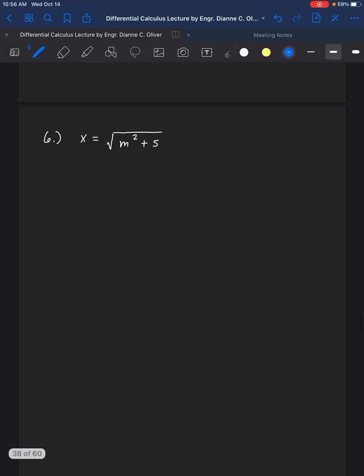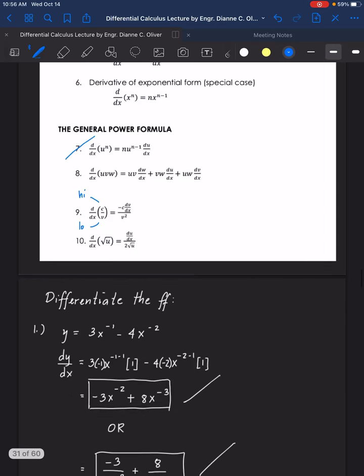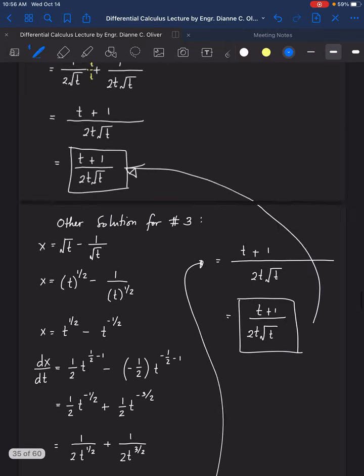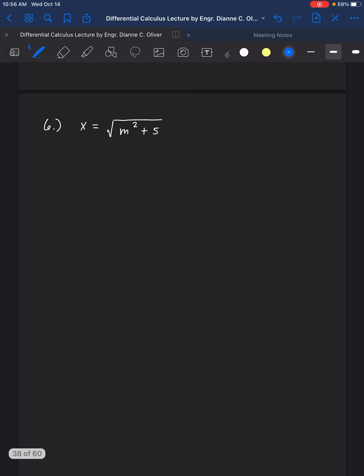For number 6, we have x is equal to square root of m squared plus 5. So the pattern here is formula number 10, the one with the radical sign. We have d over dx of square root of u is equal to 2 square root of u for the denominator, and for the numerator we have the derivative of whatever is inside that radical sign. So that is the pattern. Let's use that in this example.